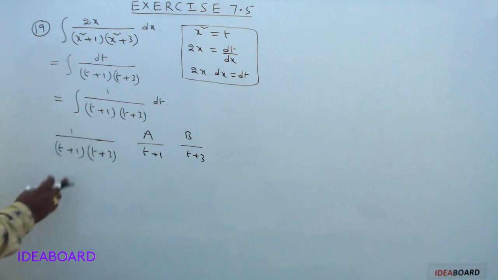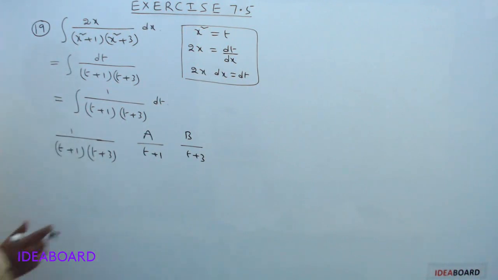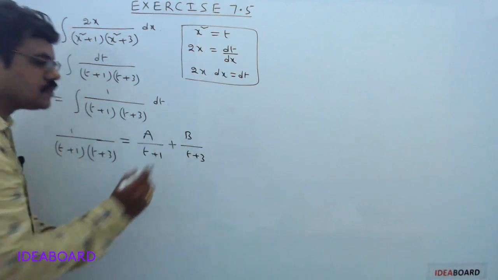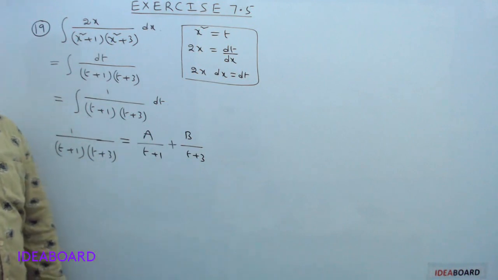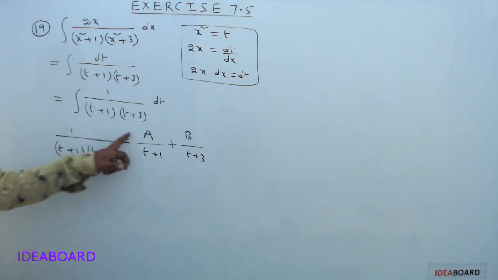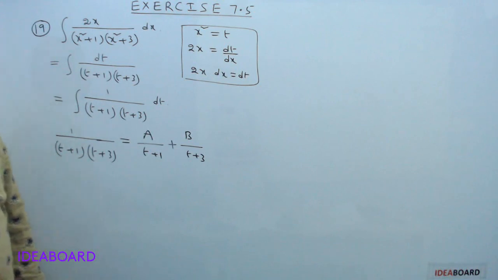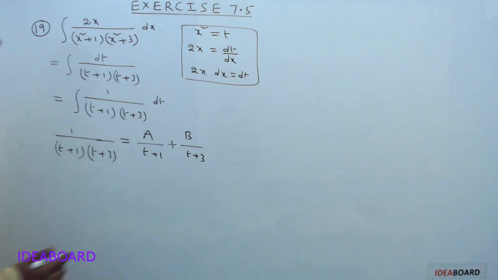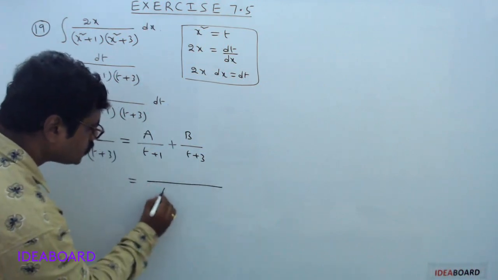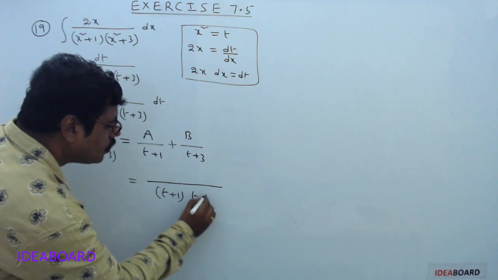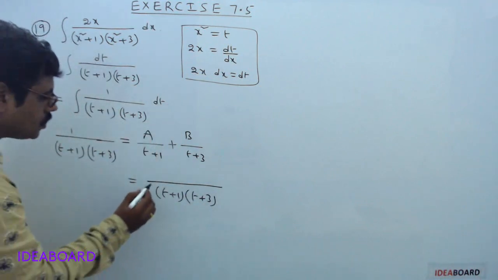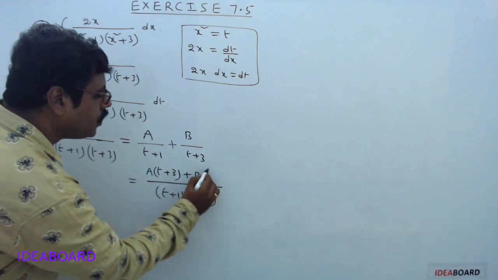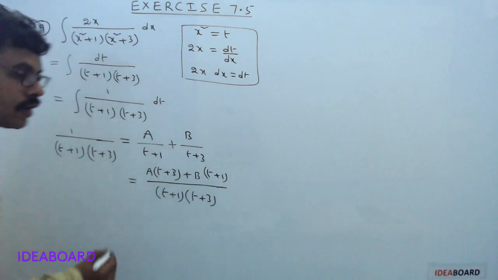So therefore, 1 divided by (t plus 1) into (t plus 3) can be taken as a divided by t plus 1 plus b divided by t plus 3. Here a and b are the unknown values. Now let us find the values of a and b. Take the LCM. Now here what is the LCM? (t plus 1) into (t plus 3). Write down the corresponding numerator: a into (t plus 3) plus b into (t plus 1).